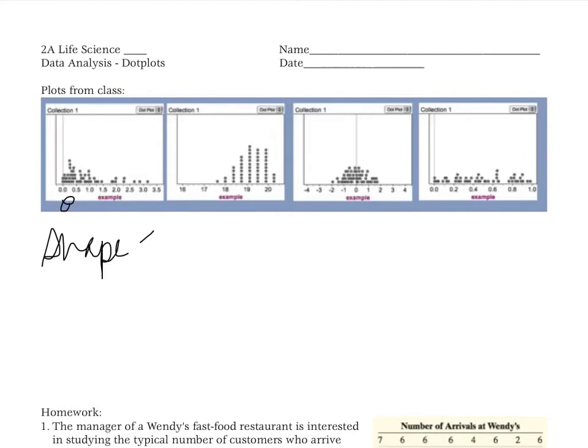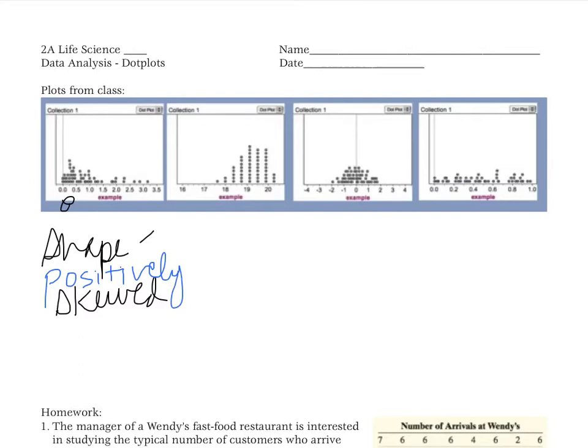video and make your guess. What do you think that is? It's skewed, but it's skewed in the opposite direction from before. So we say that it is positively skewed.